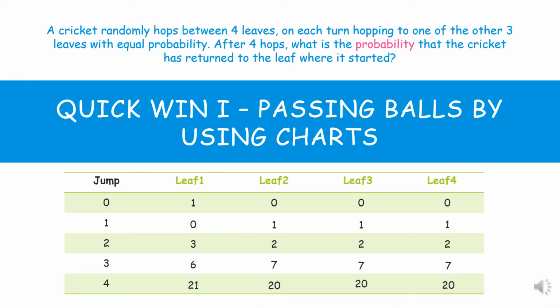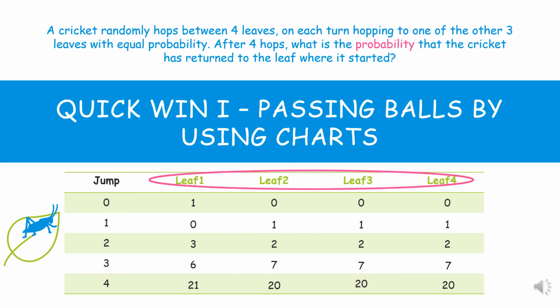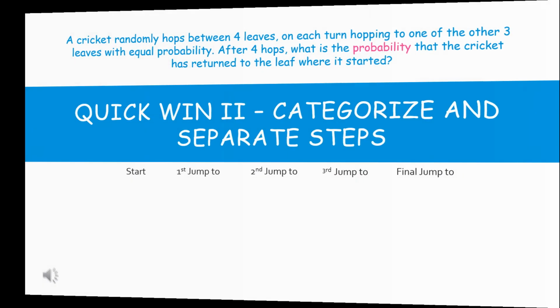This is still the same chart but represented in a different way. The ball is the cricket, and each person is called a leaf. Since there are 4 leaves, there are 4 people, and since there are 4 jumps, there are 4 rounds. As we have calculated before, we get that the first leaf's final number is 21.